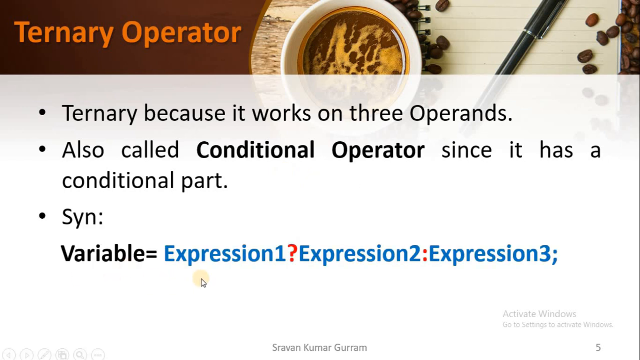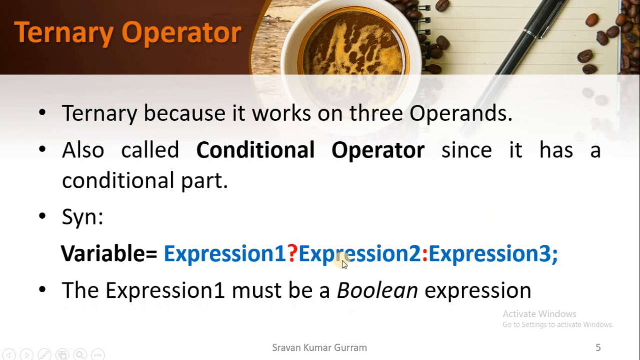This is the syntax of the ternary operator. As we covered, it has three parts, three operands. The syntax is: variable assignment, expression 1, then question mark, expression 2, colon, expression 3. The semicolon is, as usual, the terminator for this statement.